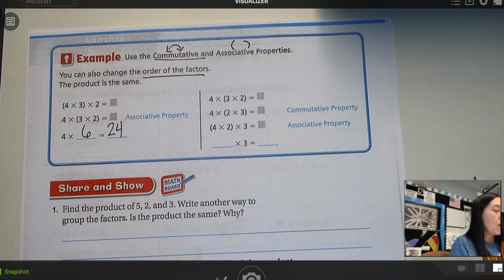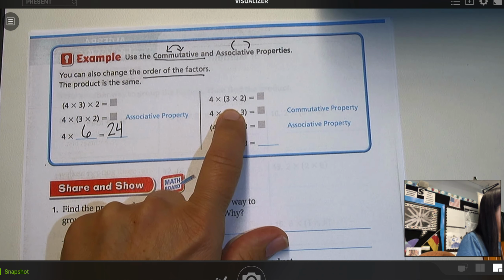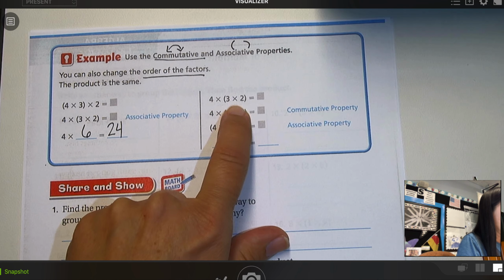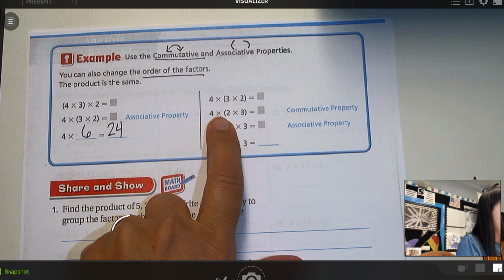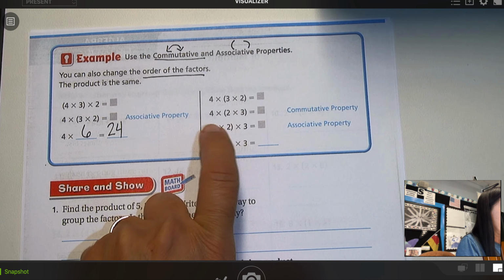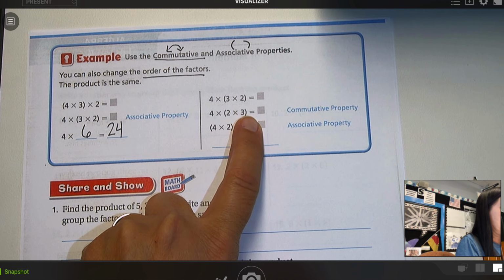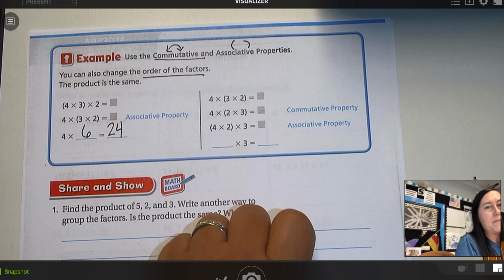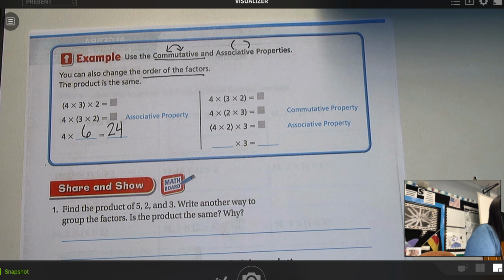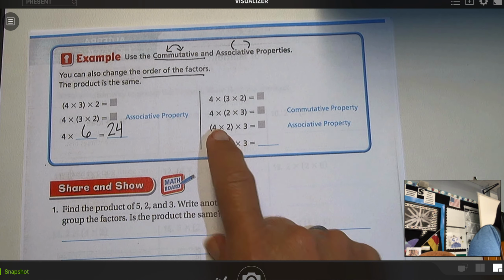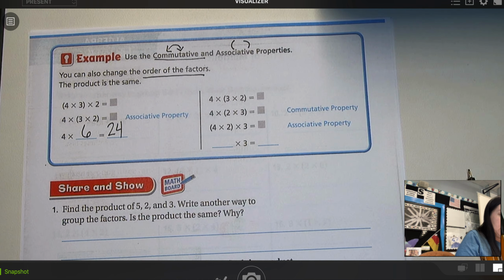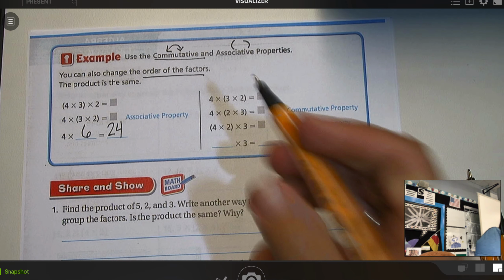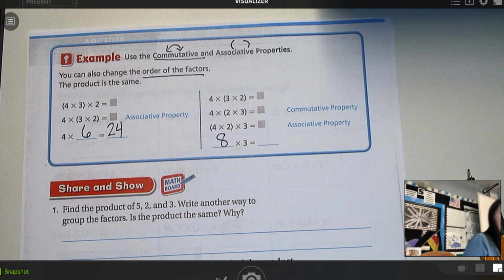Or let's use the associative property and do it a little differently. 4 × 3 × 2, starting with the 3 × 2, but I'm going to flip it. I'm going to flip the 3 × 2 and make it 4 × 2 × 3, right? Using that commutative property. And now I'm going to move the parentheses because I want to do 4 times 2 first. So 4 times 2 is 8. And now I still have to do that times 3.